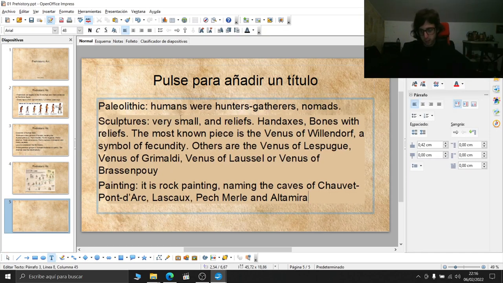Paleolithic humans were hunters, gatherers, nomads. Sculptures, very small, and reliefs, and dissected bones with reliefs. The most known piece is the Venus of Willendorf, a symbol of fecundity. Others are the Venus of Lespugue, Venus of Grimaldi, Venus of Laussel, or Venus of Brassempouy. Painting. It is rock painting, naming the cases of Chauvet Pont d'Arc, Lascaux, Petit Merle, and Altamira.